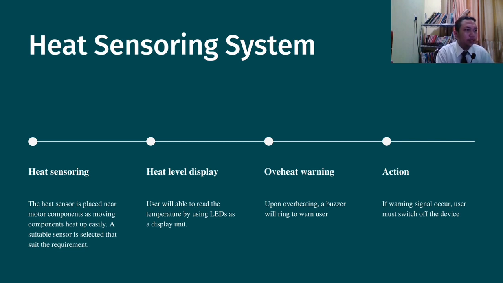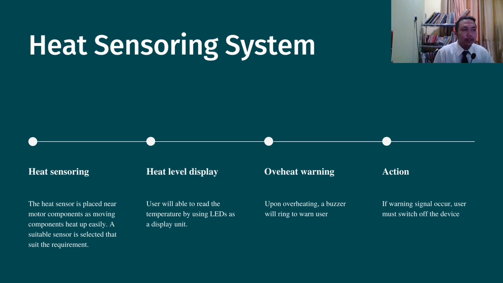So, the first step is the heat sensing. The heat sensor will be placed near the motor component, as moving components will heat up easily due to friction. So a suitable sensor will be selected which suits the requirement. This will be shown in the selection criteria.